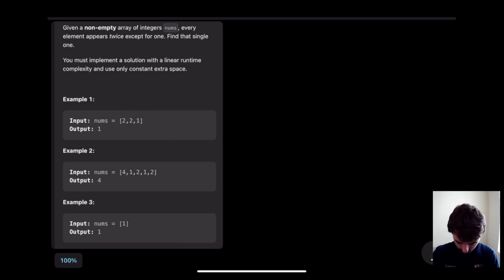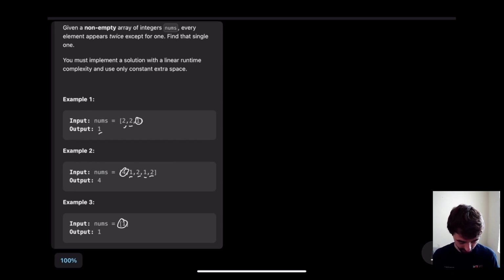Okay, so let's look at these examples. It looks like a pretty straightforward problem because in this first example, there's two 2's and there's only one 1. So the solution should just be 1. And same with down here. The 2's, the 1's, they both have a pair. So there's 2 of them. The 4 only appears once. And that's the answer. And down here there's only 1. So that's the solution. So it's a deceptively simple problem.